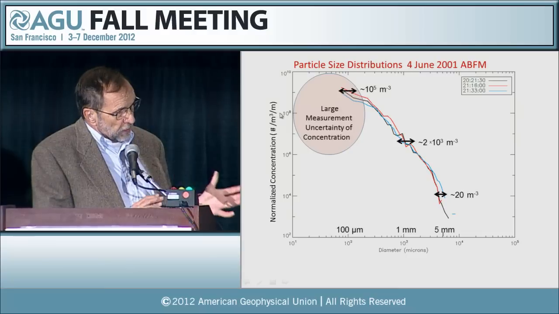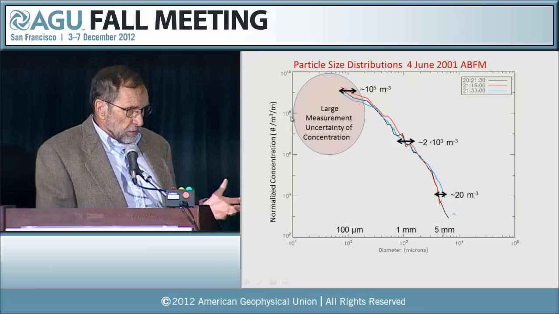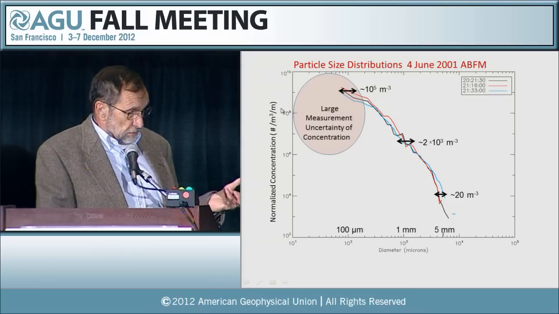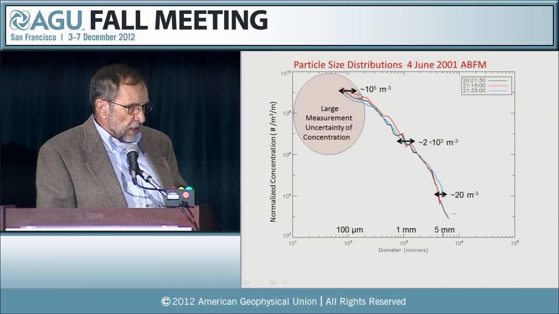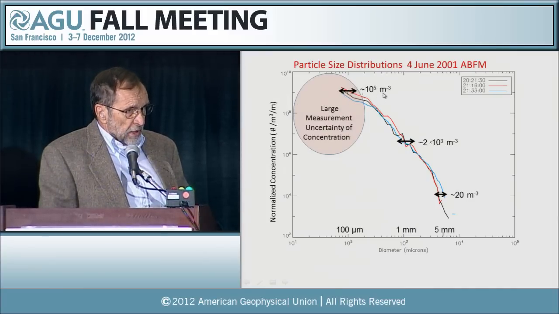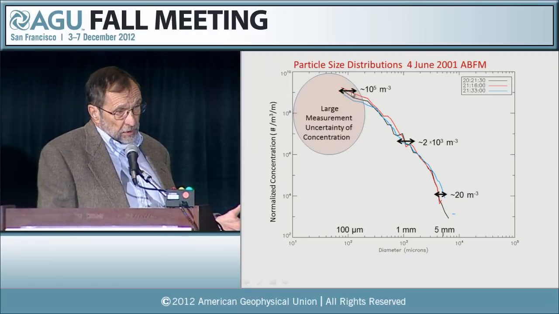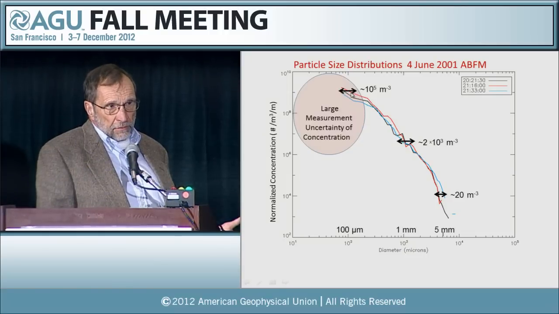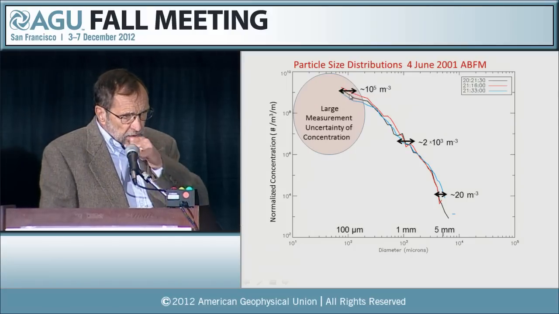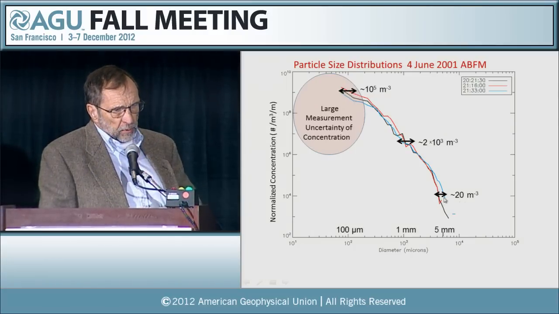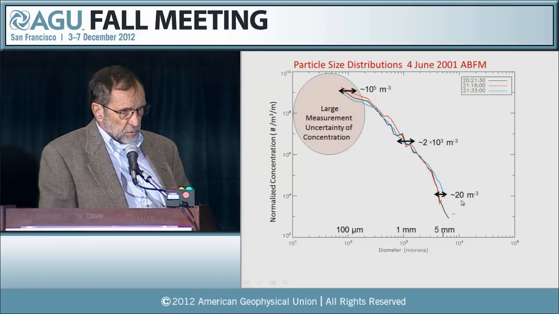And I have this normalized concentration I'm showing here. So in order to compare one instrument with the other, we typically divide by a standard unit of measure. But in order to get physical units, I've actually converted that so you get an idea of the number concentration we're talking about. So at 100 microns in size, for example, we're talking about 10 to the fifth per cubic meter, or 100 per liter. So that's a very high concentration. When you get out to 5 millimeter size, these large aggregates are 20 per cubic meter. So it's many, many fewer.